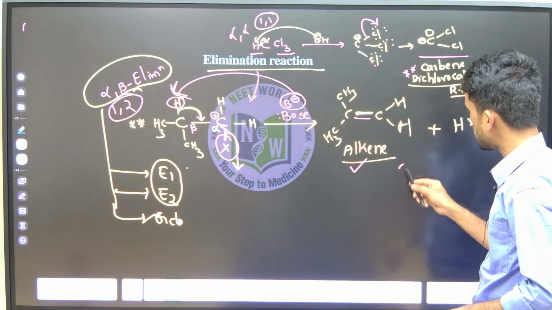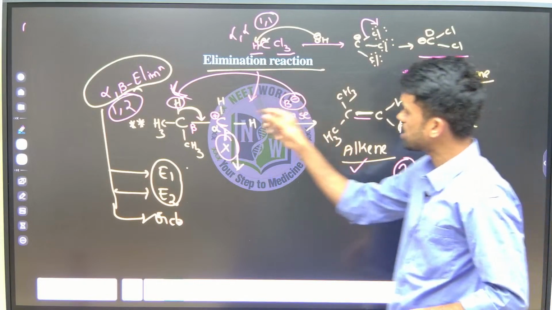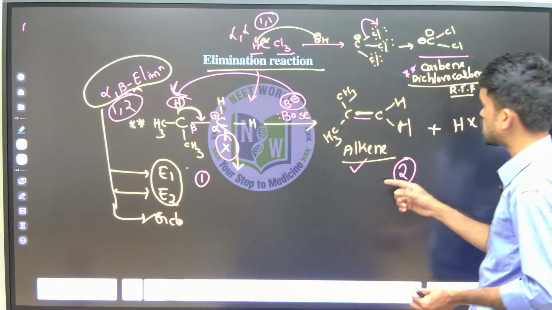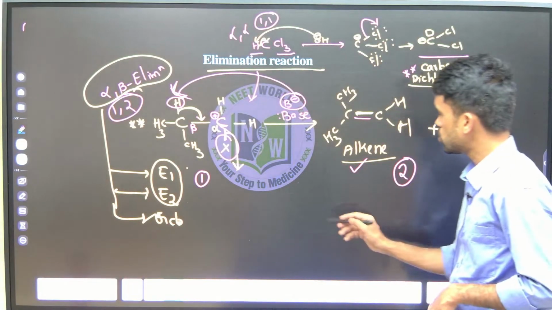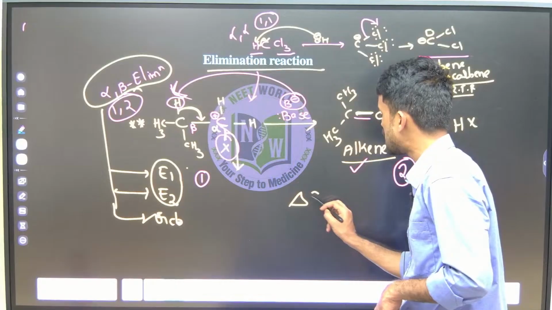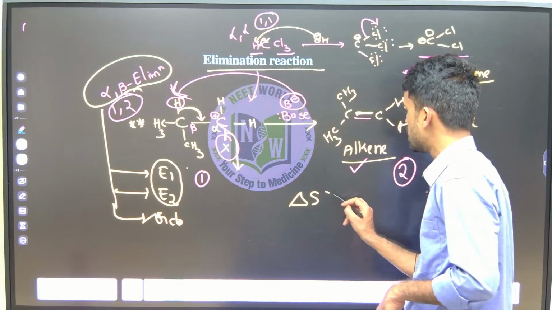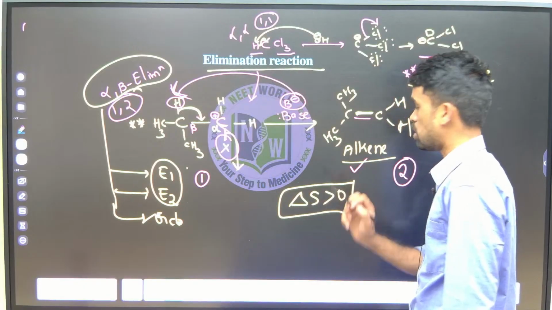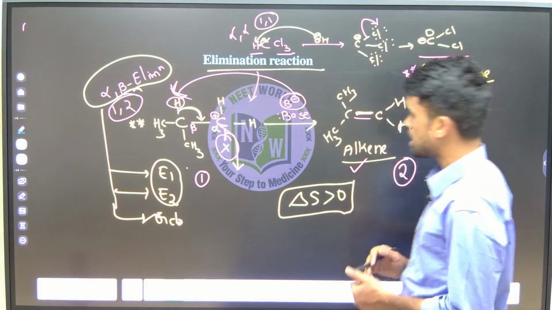So on the product side you have 2 particles, when it comes to the reactant side only 1 particle is there. So the number of particles on the product side is more now. So during the reaction entropy increases. During the elimination reaction entropy will be positive, delta S will be positive. Okay, so here delta S is positive.